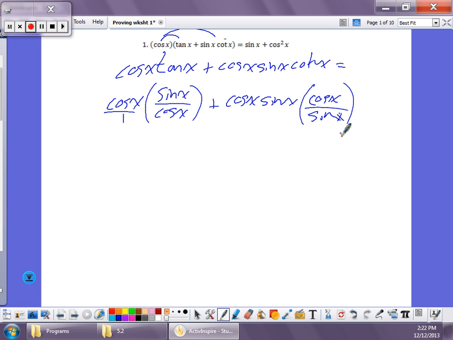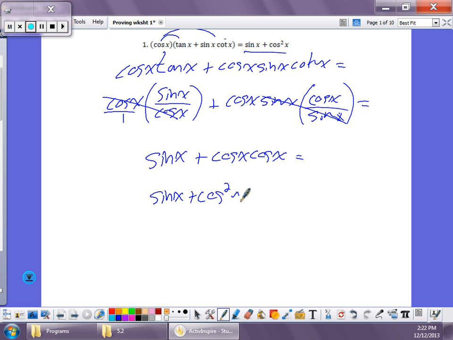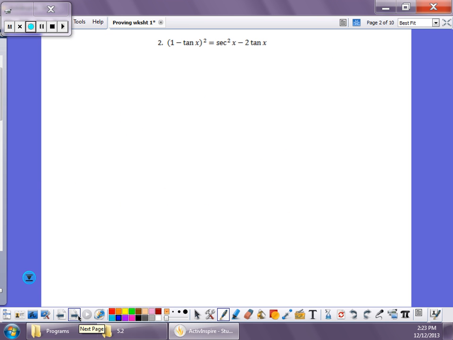So now looking at this, and again I'm trying to get this here, it looks like I'm going to have some things cancel. Cosines will cancel. Sines will cancel. So I have sine x plus cosine x times cosine x, which equals sine x plus cosine squared x, which is what we were trying to get. So we've done it. Okay? So that's not too bad. Really, if you just kind of go through the motions with some of these simpler ones, it's going to work out without having to do too much substituting and things like that.